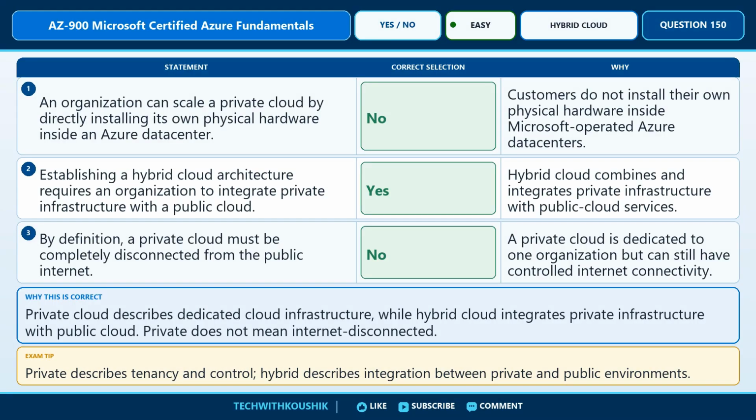Statement 1 should be marked no. Customers do not install their own physical hardware inside Microsoft-operated Azure data centers. Statement 2 should be marked yes. Hybrid cloud combines and integrates private infrastructure with public cloud services. Statement 3 should be marked no. A private cloud is dedicated to one organization but can still have controlled internet connectivity. Keep this point in mind for the exam. Private describes tenancy and control. Hybrid describes integration between private and public environments.